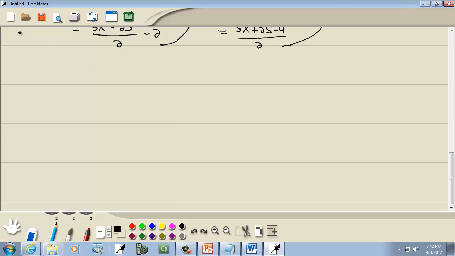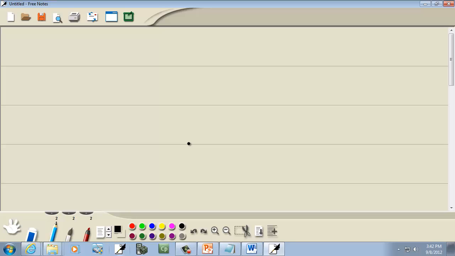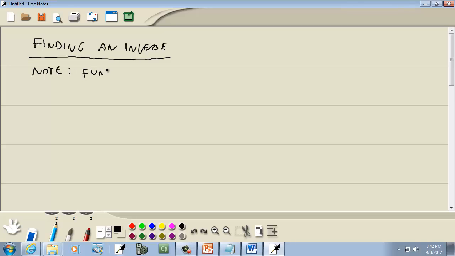Let me start a new page here. Let's take a look at how to find an inverse. So finding an inverse. I'll put a note up here. Your function must be 1-to-1.